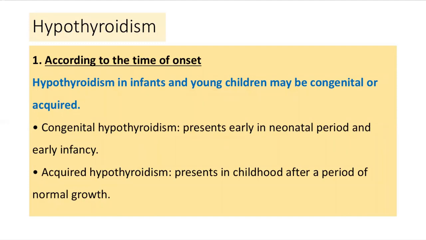Hypothyroidism بيتقسم according to the time of onset. The hypothyroidism in infants and young children ممكن يبقى congenital أو acquired. Congenital ده presents early in the neonatal period and early infancy. Acquired hypothyroidism present in childhood after a period of normal growth. يعني according to the time of onset either congenital or acquired.